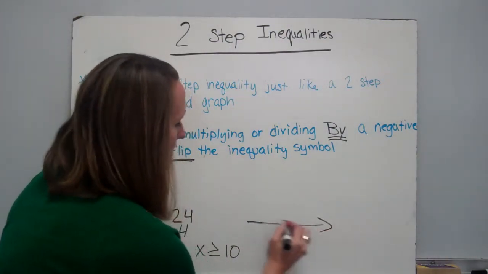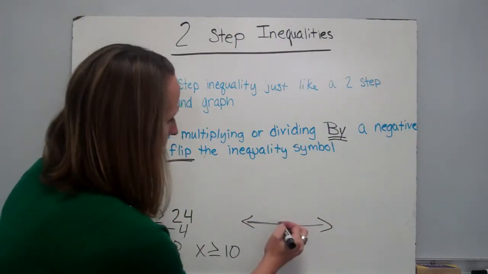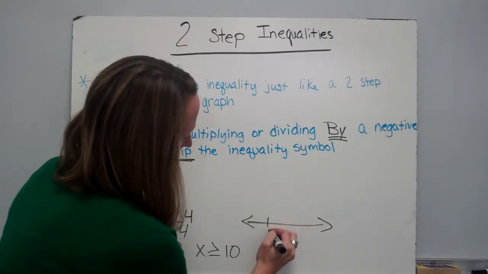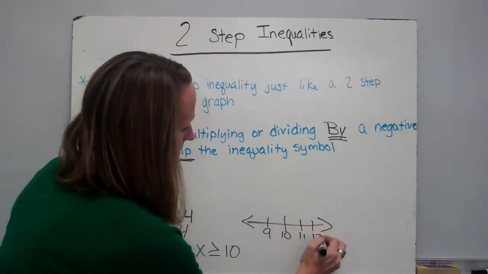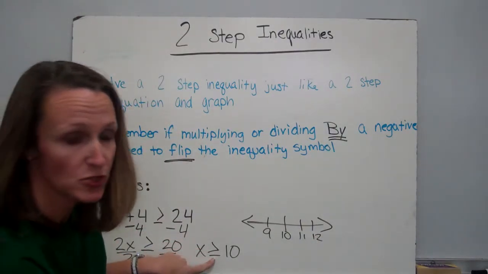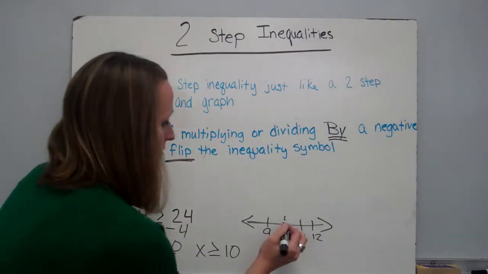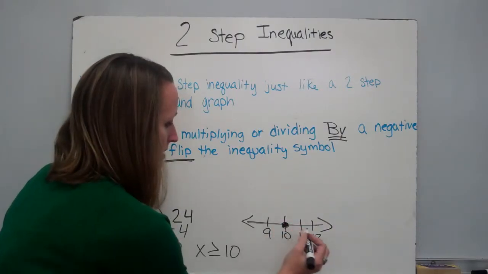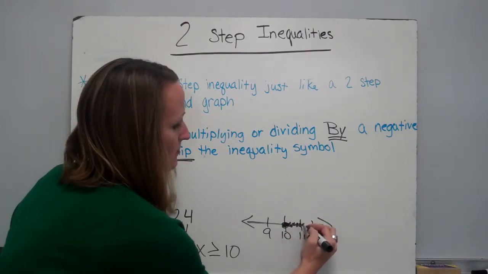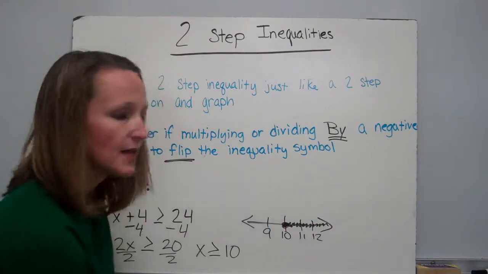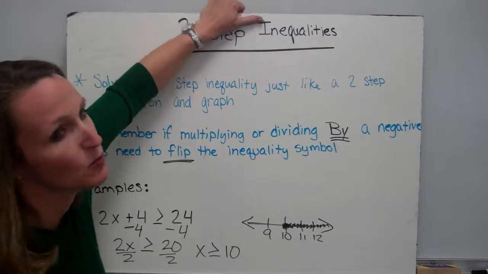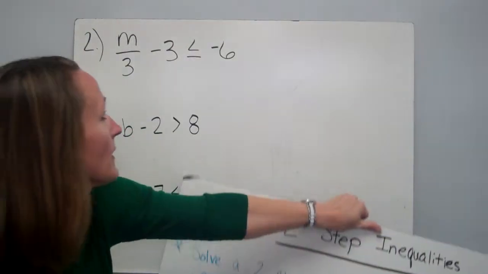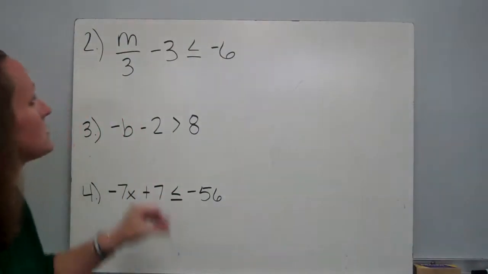So we're going to draw our number line, and let's see, 9, 10, 11, 12. Closed circle because it's a greater than or equal to, right here at the 10. We're going to shade in everything greater than 10. Easy peasy. Alright, let's look at some more. And you know those negatives are coming. So let's look at this one.